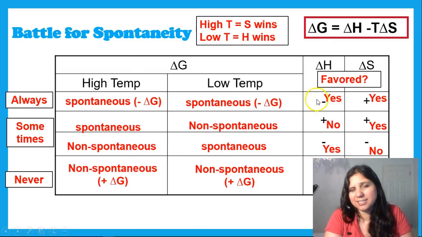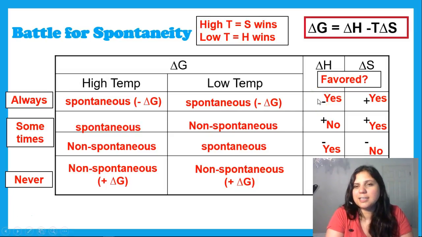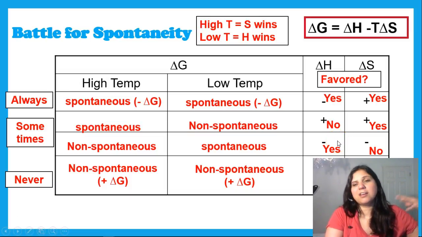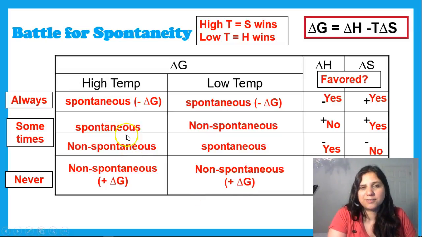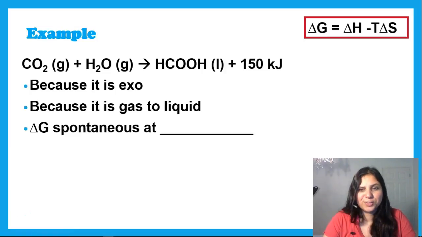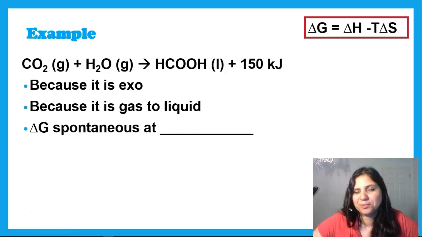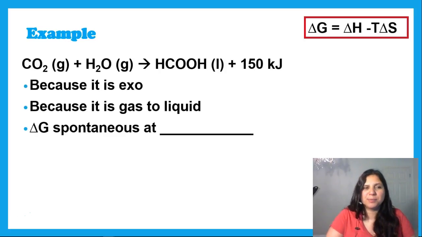You might want to memorize this table, get a good idea of what's going on with entropy and enthalpy and what wins at what temperatures. When is that always the case? When is the never case? And when do you have to look at temperature to figure it out? So let's try an example where we have to predict whether it's spontaneous or not, and if it's spontaneous at high temperatures or low temperatures.